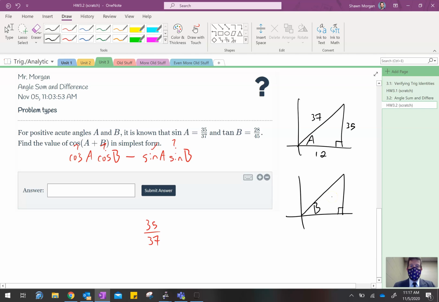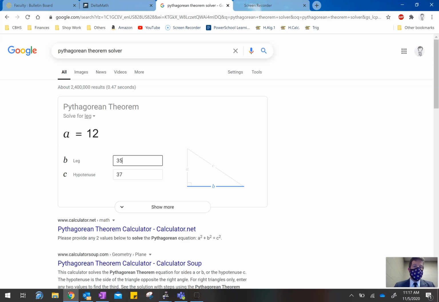Okay, what do we know about angle B? We know the tangent. Now that's opposite, 28, over adjacent, 45. So I need to find the hypotenuse. So you'll see right here where it says solve for leg. I'm going to switch it to solve for the hypotenuse since I know both of the legs in this one.